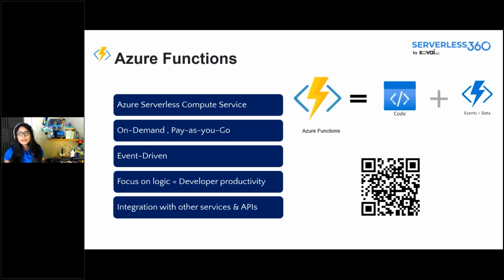And it can be integrated with other APIs, external ones, and other services within Azure, like Azure Logic App, Service Bus, and IoT services in the cloud. So basically, Azure Functions is composed of the code and logic that you write, and then the events or triggers that you use, and the data for input and output to be processed later on depending on your business scenario.